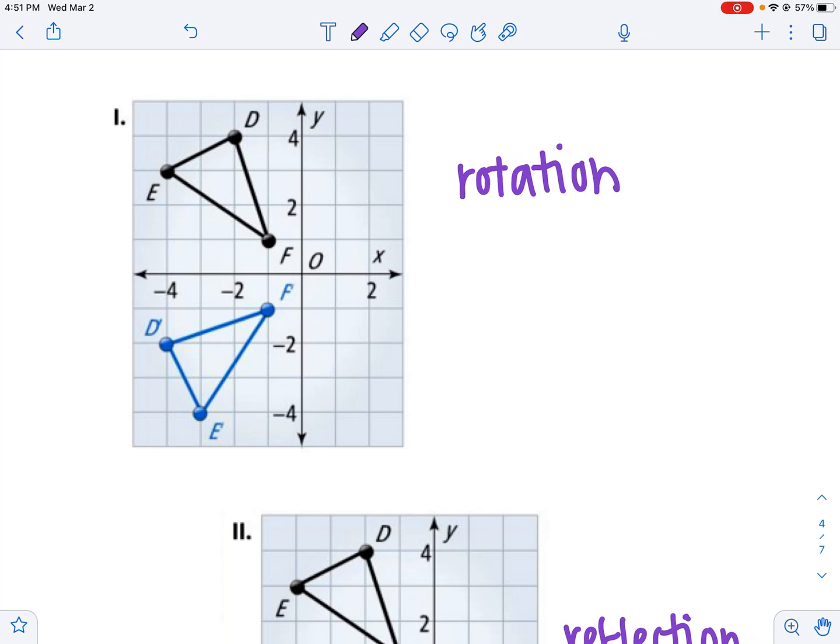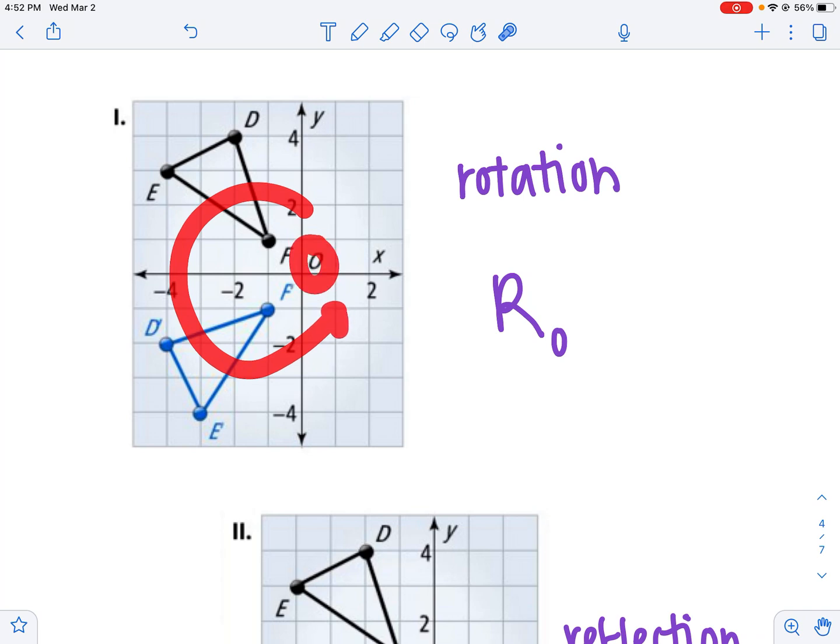Now, translation was a capital T, reflection's a lowercase r, rotation is a capital R or uppercase R, and I always say 0 first because we're spinning around the origin, we're spinning around 0. So I'm going to say 0, comma, and then the degree that I turned.